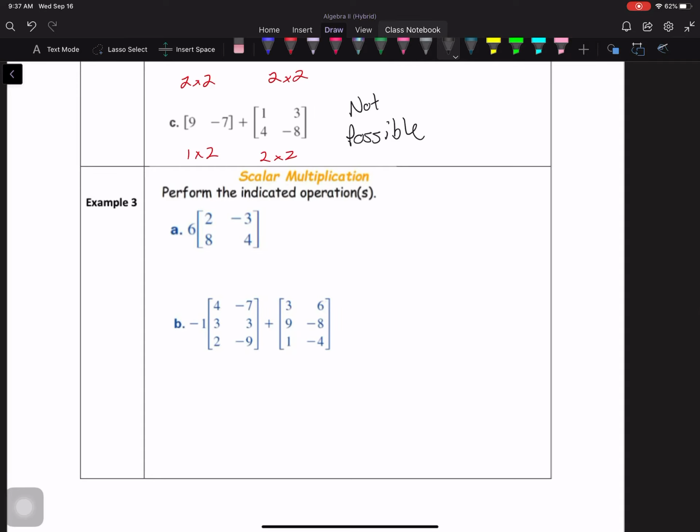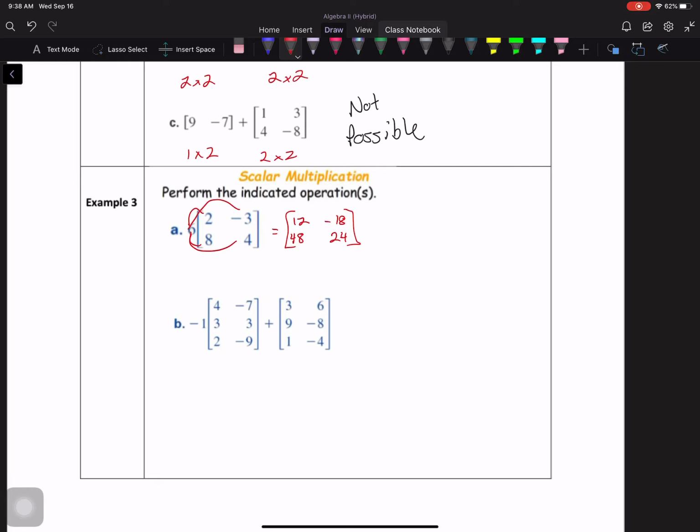Scalar multiplication. This is just taking the number on the outside and multiplying it by every single number on the inside. That's it. This is different from matrix multiplication. That'll be a different video. But let's go ahead and start. So, 6 times 2 would be 12. 6 times negative 3 is negative 18. 6 times 8, 48. And 6 times 4 is 24. And that is scalar multiplication.